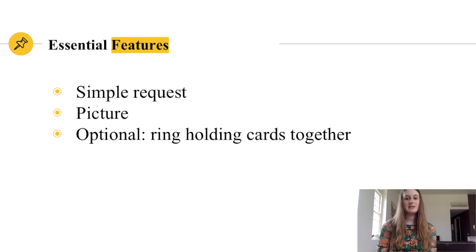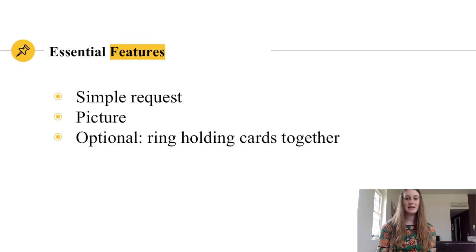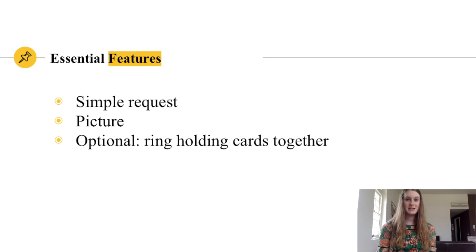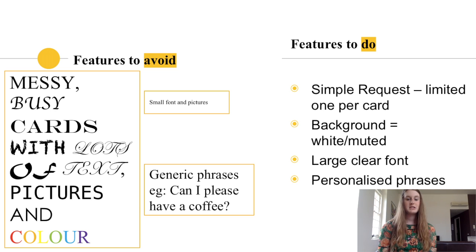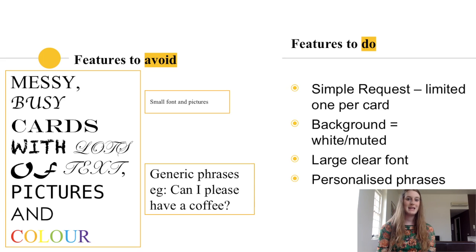Community request cards usually include a word or sentence demonstrating a simple request, a picture of the object being requested, and optionally a ring holding all the cards together. Things to avoid when making community request cards include messy, busy cards with lots of colour, pictures, and text.